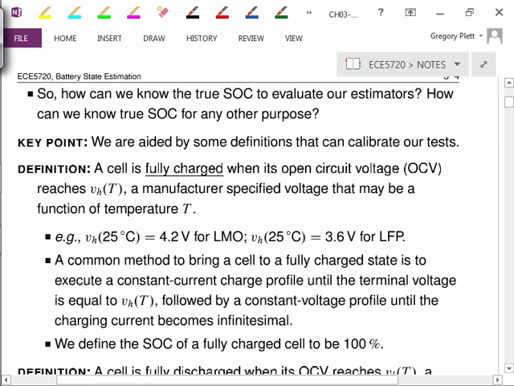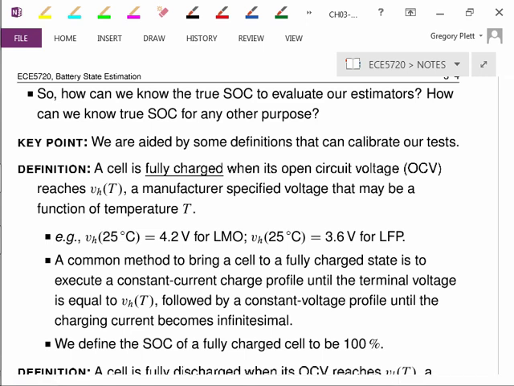So how can we know the true state of charge to evaluate our estimators? How can we know true state of charge for any purpose? This is kind of an interesting philosophical question. We're going to come up with estimators that give us some value for state of charge. It might say, oh, I think the state of charge of the cell is 58% right now. Well, how do you know if it's right? Even in the ideal situation, even when you've got a fully equipped laboratory, how can you know state of charge if you can't measure it?